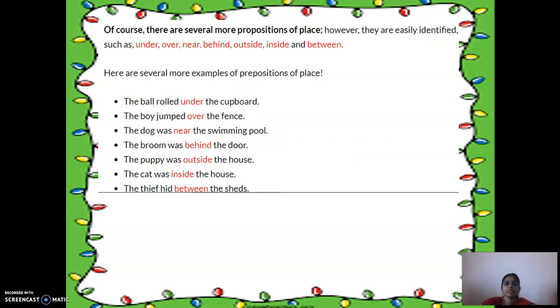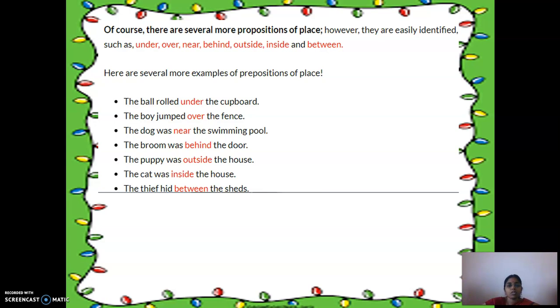Right? So there are several more prepositions of place that we are seeing in the pictures: under, over, near, behind, outside, inside and between. Just one example for each, then we will go to the next slide. The ball rolled under the cupboard. The boy jumped over the fence. The dog was near the swimming pool. The bedroom was behind the door.